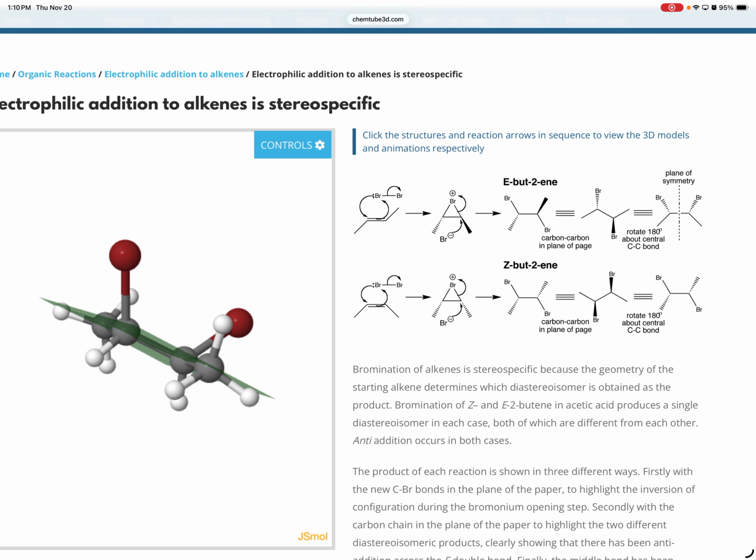All right, so this molecule would actually have two enantiomers, but the trans one is meso. So you wouldn't actually see any stereoisomers. There'd just be one because that molecule is overall achiral. All right, so that's alkene addition being stereospecific, and the intermediate causes that.